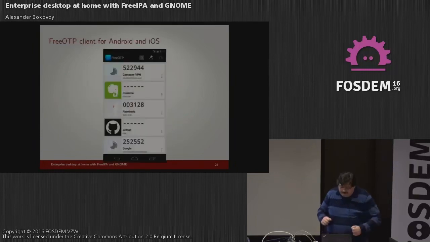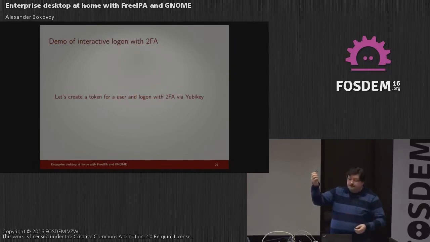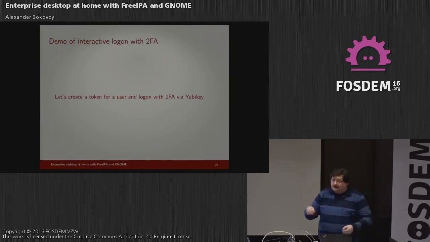You can use FreeIPA, it's available. This is a screenshot from the Google Play Store. But I will do a demo of interactive mode using the YubiKey. So what I will do right now is program this YubiKey associated with my identity, and you will see what happens next.